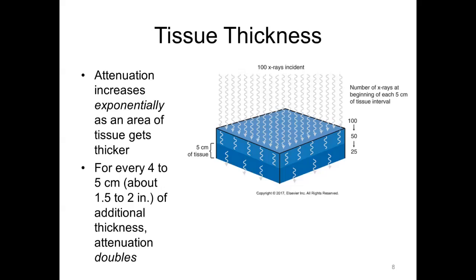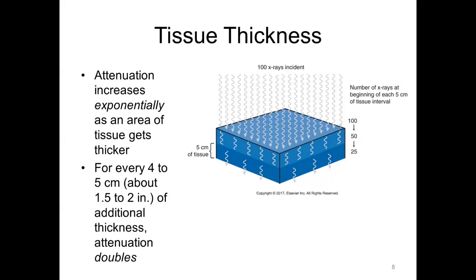Now, your book has 4 centimeters. Other textbooks I've seen, including this illustration, use 5 centimeters. The rule of thumb is that for every 4 or 5 centimeters, which is about 1.5 to 2 inches, every 4 or 5 centimeters of additional thickness, your beam attenuation doubles.